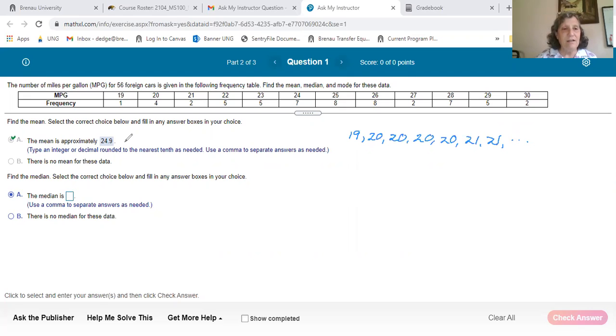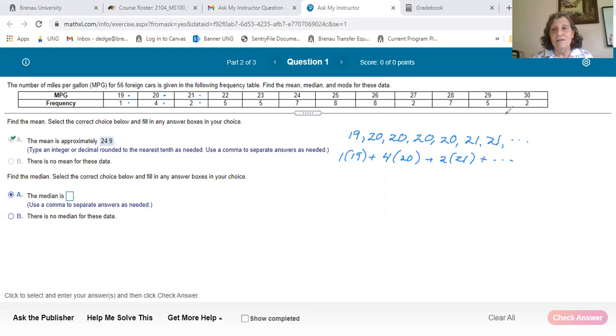Now, to get the mean, if we were to add all of these up, we would have 1 times 19 plus 4 20s plus 2 21s, etc. So to get your mean, you want to take the category number times the frequency, plus the next category times the frequency, plus the next category times the frequency, and so on. That's how you're going to get the sum of all the data.